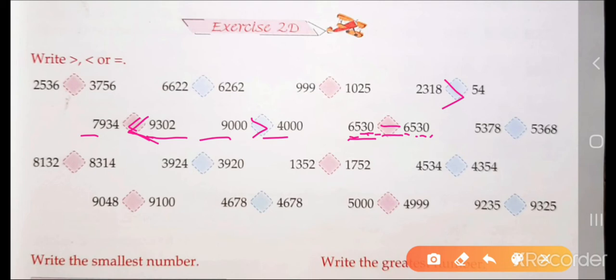Next question. The thousands place is equal. Hundreds place is 3 and 3, it is also equal. And tens place, it is 7 and it is 6. So which one is greater? 7. Then this side number will be greater.